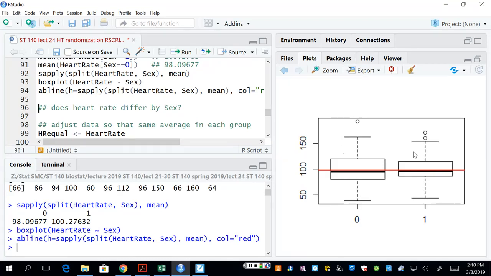It looks like there's a lot of variability. If this was based on 200,000 people, though, even a small difference like that might be significant. It all depends on what the sampling distribution looks like. Does the heart rate differ by sex?